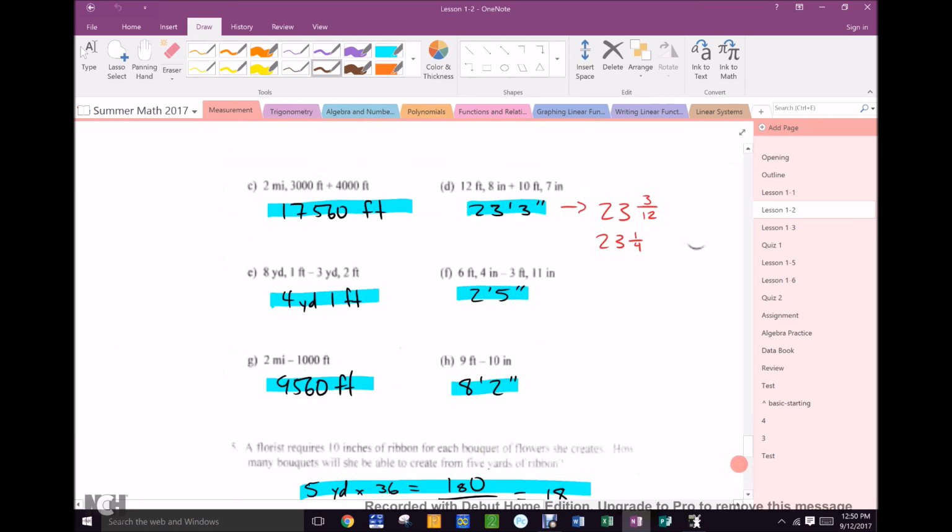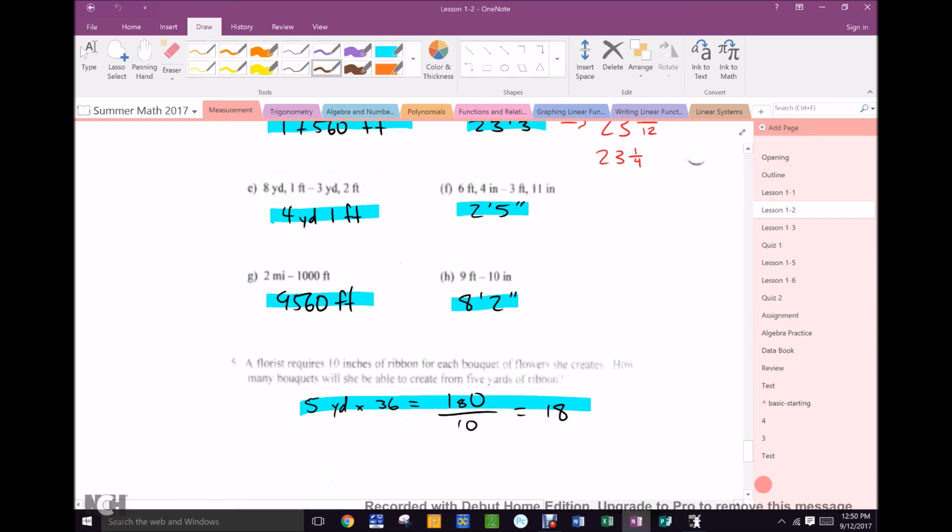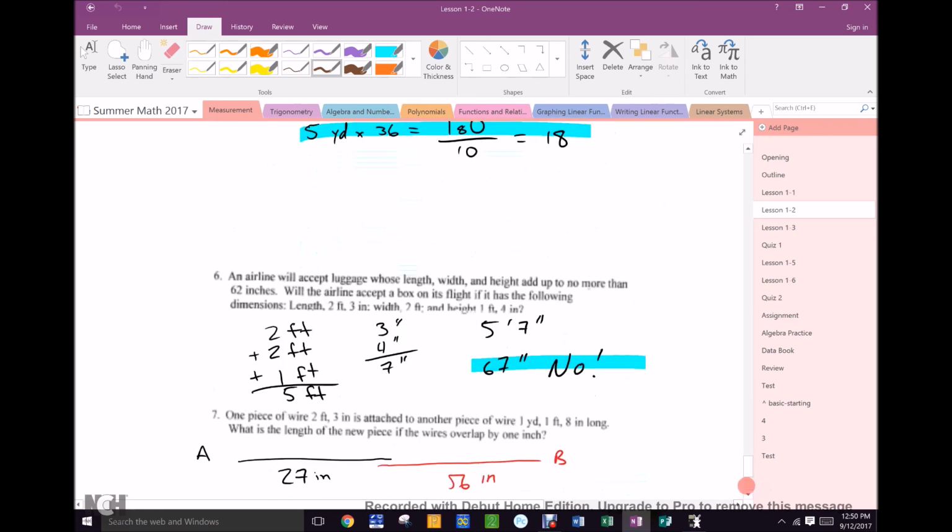And then, of course, here are these ones. And again, this one, 3/12, 1/4, all acceptable. I'm okay with that. You're going to get 18 ribbons. You're not going to be able to get on the plane.